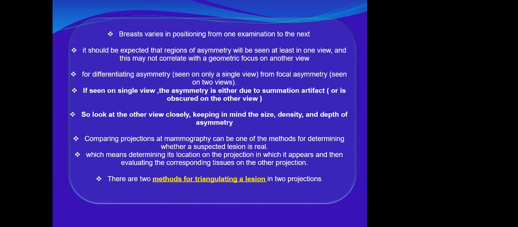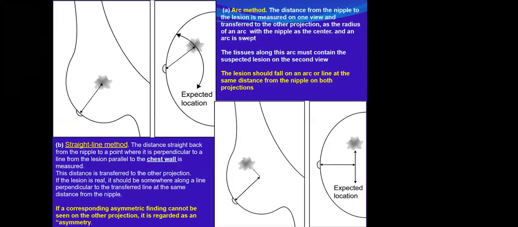What are these two methods? The arc method, excellent, and the straight line method. It means determining its location on the projection in which it appears and then evaluating the corresponding tissue on the other projection. We have two methods for triangulation of the lesions, as we described: the arc method and the straight method.